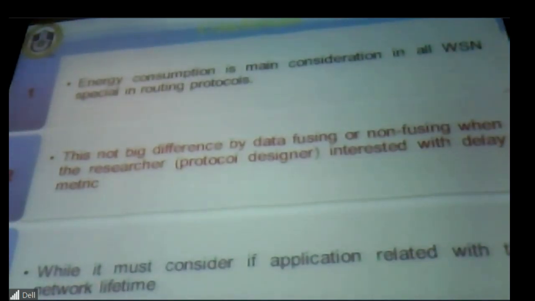Second, there is not a big difference between the protocols if the researchers are interested in the delay metrics, while it must be considered for applications related to the network lifetime. So somebody asked when we can use data fusing and when we prefer non-data fusing. The answer is that it depends on the application.